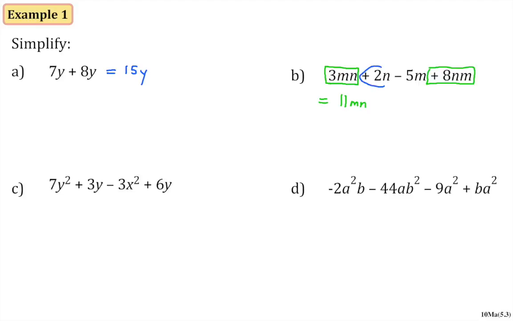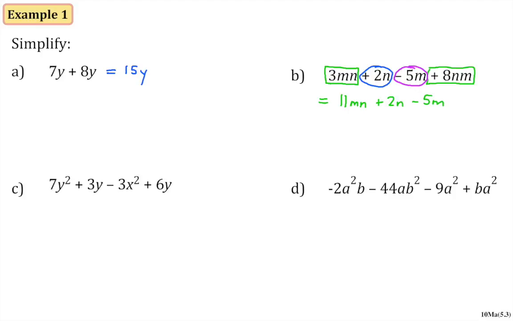Now the plus 2n is different. It's a different term to the minus 5m. So when we're writing our answer, the 2n can't add to anything and the 5m can't subtract from anything. There is our final solution. Let's go to part C.